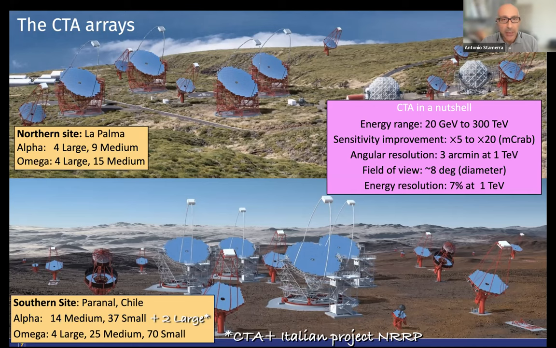Recovery Plan that allowed us to submit a proposal that will allow us to build two large telescopes. So the southern array will be the complete array with the large, small, and medium telescopes, and already in the alpha configuration, which I think is an important asset for the CTA. On the right, you have a box with some key figures for the CTA, but I will go into more detail in the next slides.